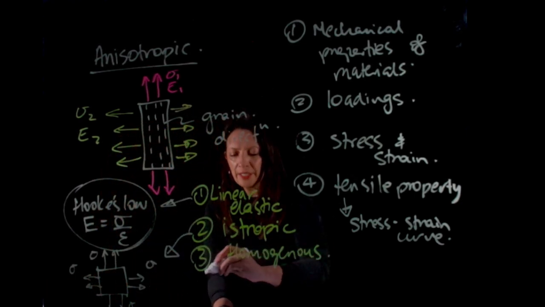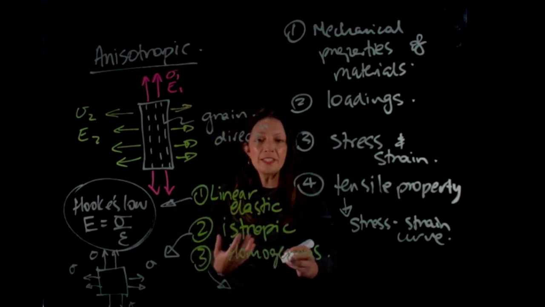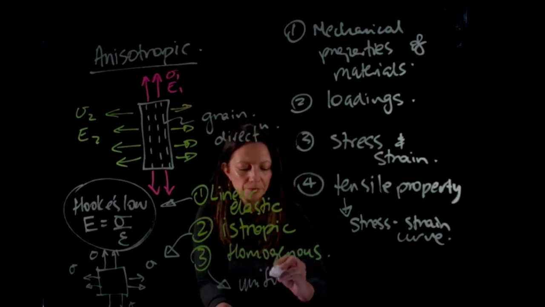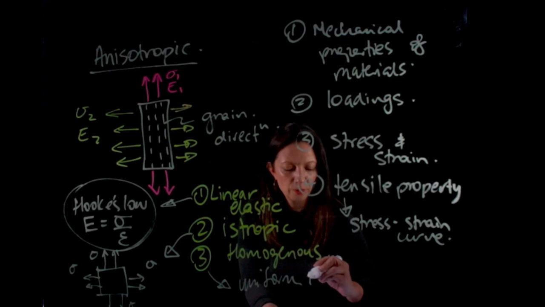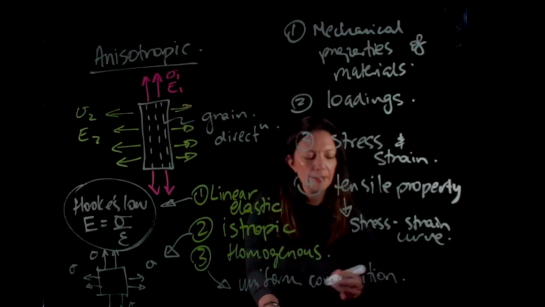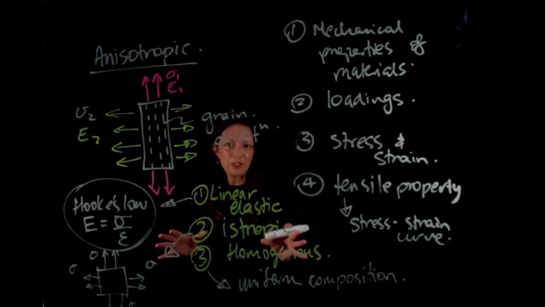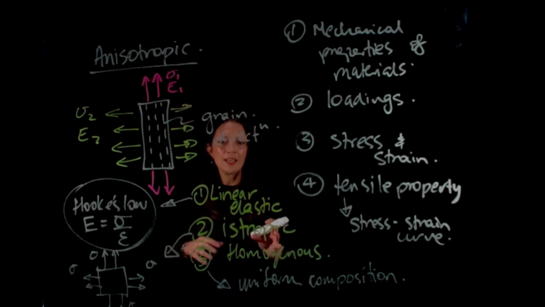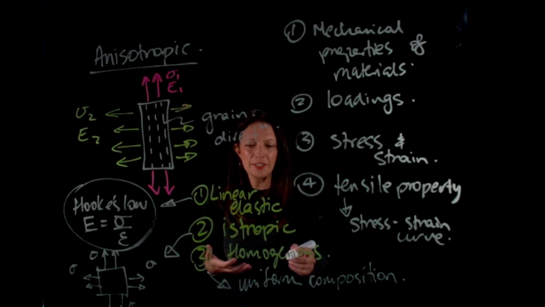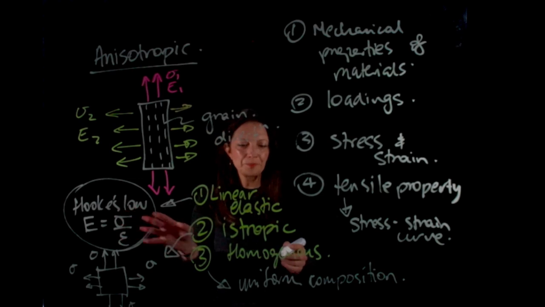When we look at a homogeneous material, it means that the composition of the material is consistent. So we have a uniform composition. So all the mechanical systems that we look at in this class are linear, elastic, isotropic, and homogeneous. So we need Hooke's law to apply to these.